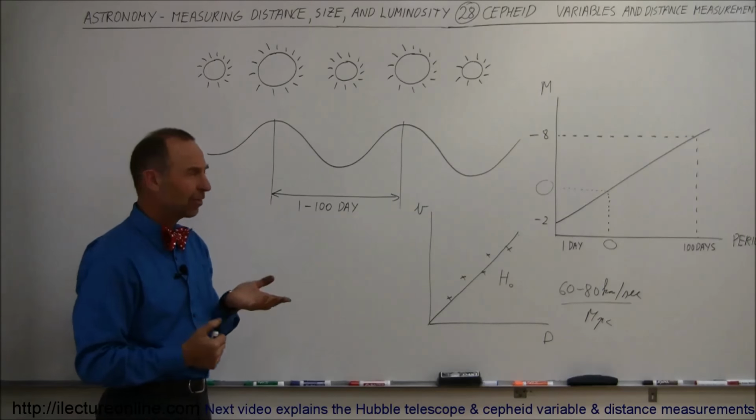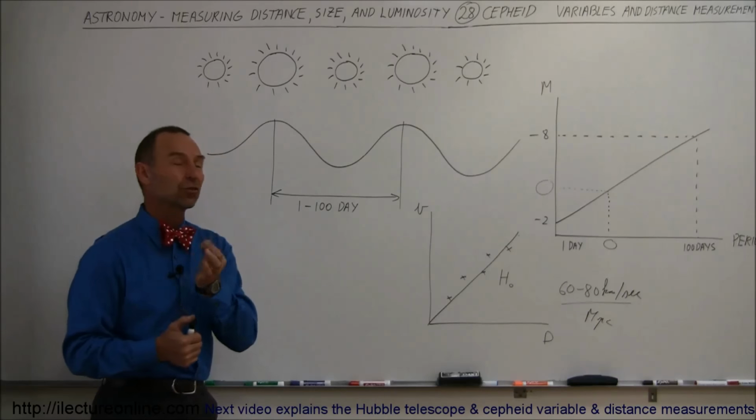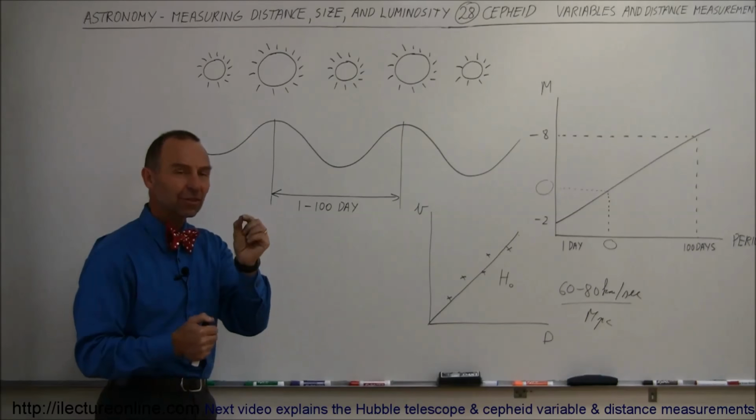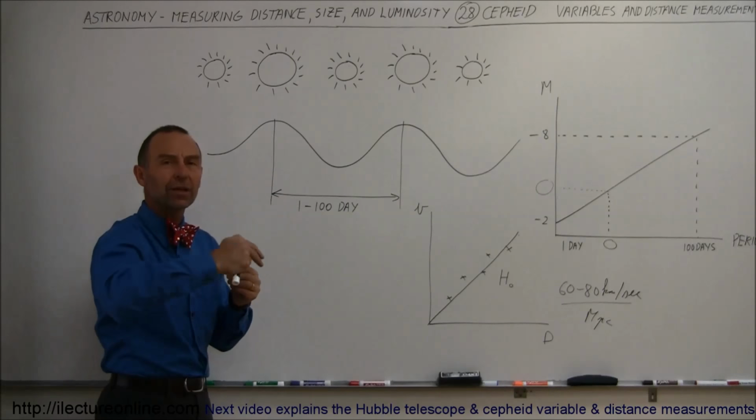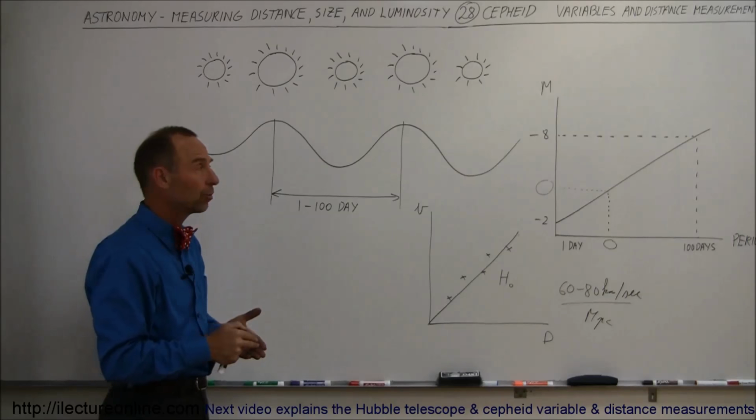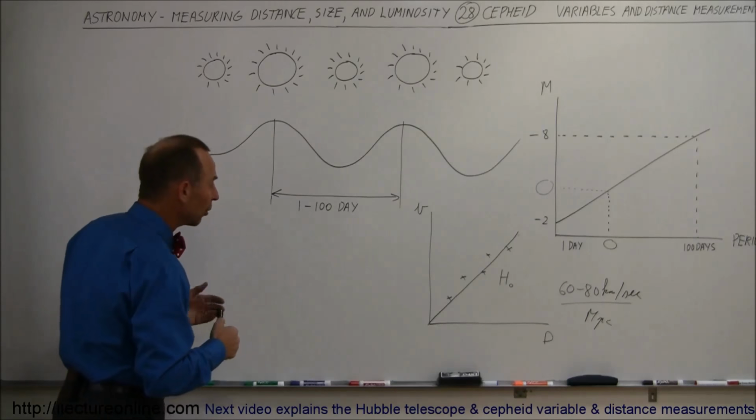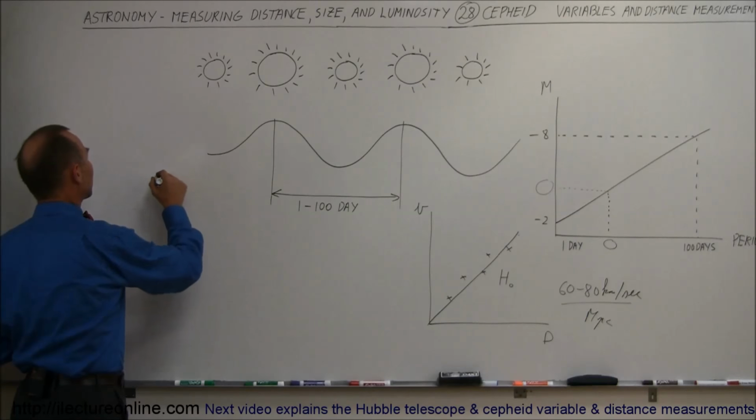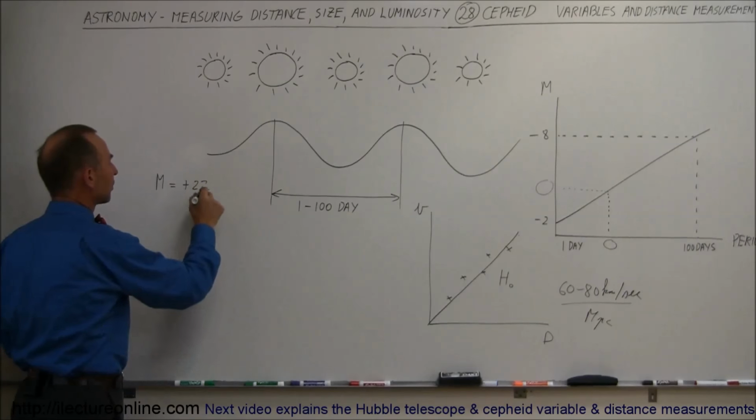There's only one problem. A Cepheid variable still is a single star, and to measure the intensity or the luminosity of a single star that is millions of light years away in another galaxy is very difficult to do, especially with earthbound telescopes. The best earthbound telescopes at the time could measure objects with a magnitude of about +22.